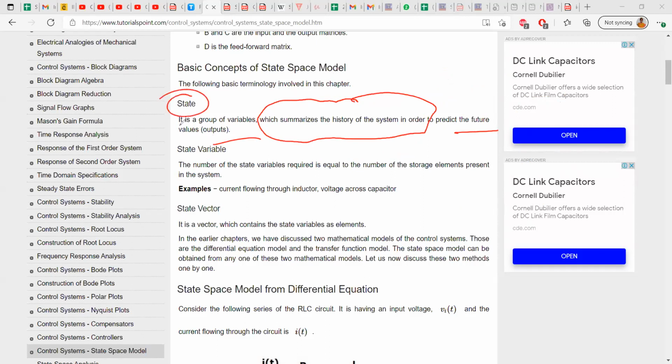Okay, that is called state. What is the state of your system? What is the state of your mind?